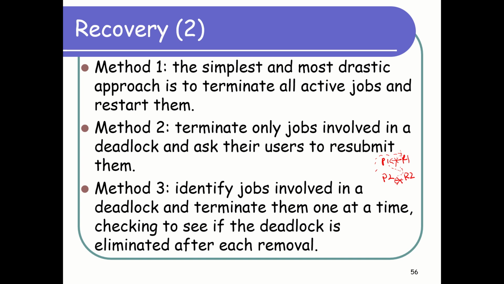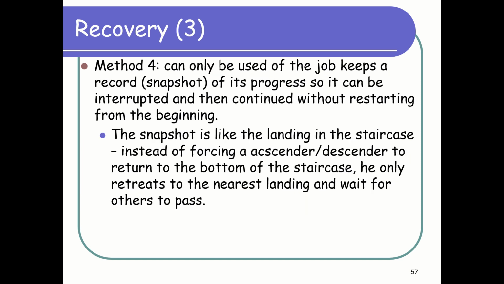Method 3: identify jobs involved in the deadlock and terminate them one at a time, checking to see if the deadlock is eliminated after each removal. So you check all the processes one by one.